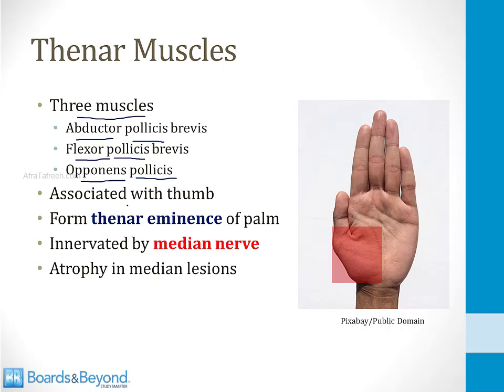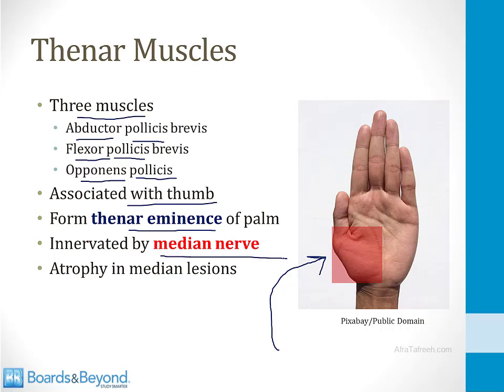So all 3 of these muscles are associated with the thumb, and together they form the thenar eminence of your palm. This is a picture highlighting the thenar eminence of your palm. It's the fleshy part of your palm that you can feel if you press on your palm right near the wrist. All of these muscles are innervated by the median nerve, and that should make sense to you based on what we talked about earlier.